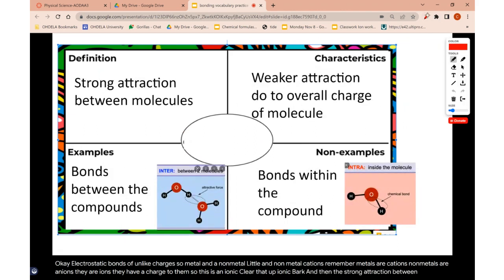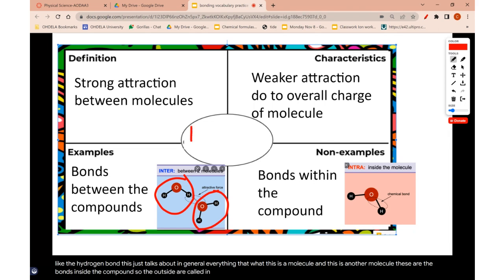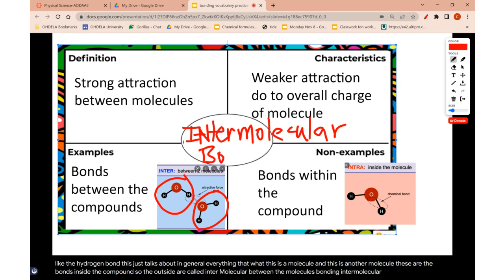And then the strong attraction between molecules, like the hydrogen bond, this just talks about, in general, everything. This is a molecule, and this is another molecule. These are the bonds inside the compound. So the outside are called intermolecular. Between the molecules. Bonding, intermolecular between molecules.